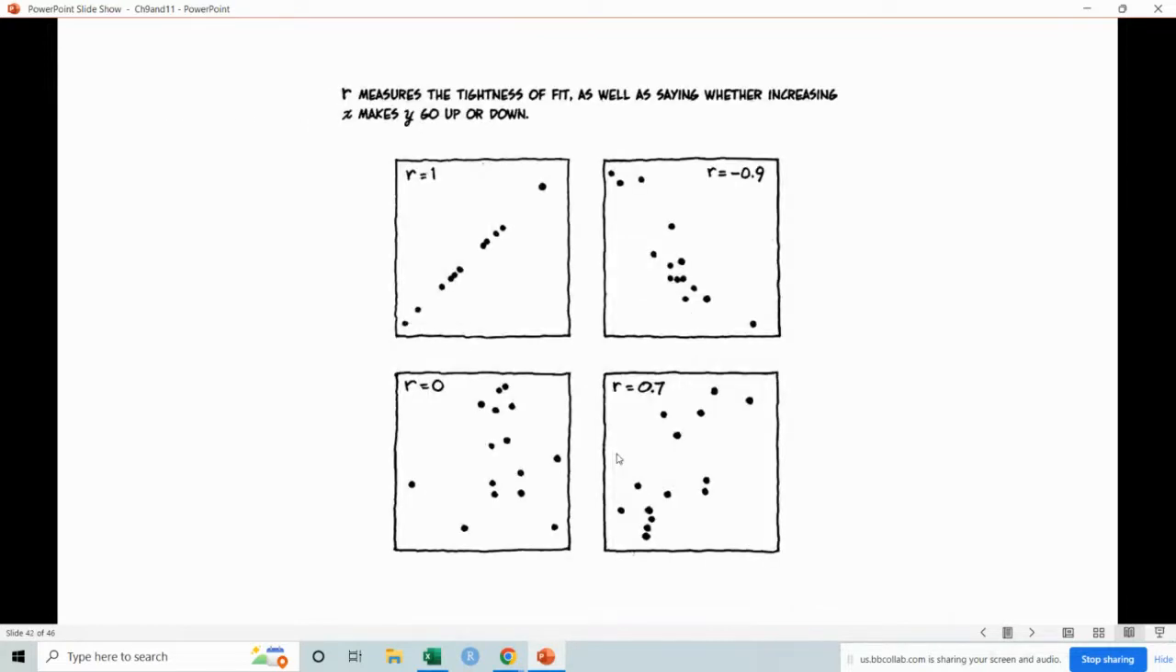So r measures the tightness of fit, as well as saying whether increasing x makes y go up or down. So r equals 1, it goes up in this fashion. r equals 0.9. Since it's negative, you can see it kind of goes in this direction. If r equals 0, it just looks like completely random data. r equals 0.7, it kind of looks like a line going that way, but you can see the spread is getting further apart.